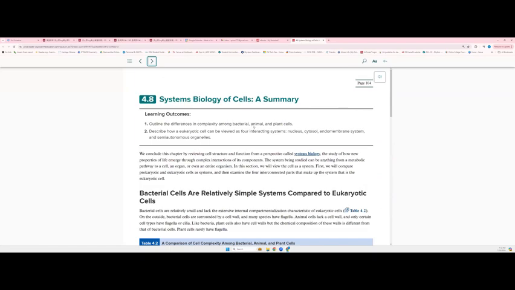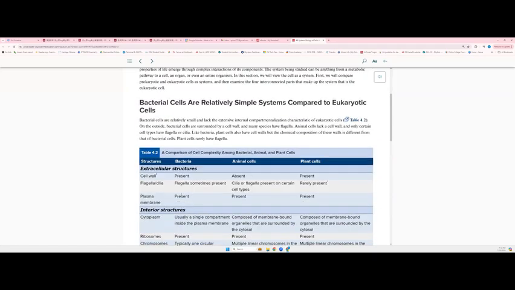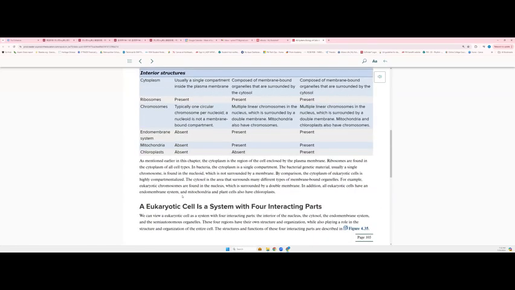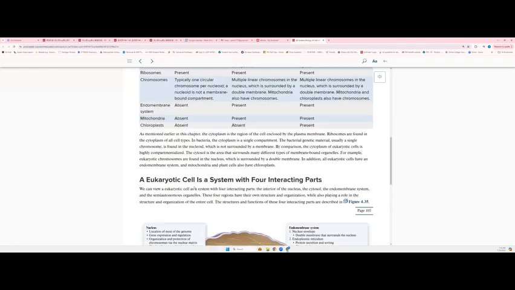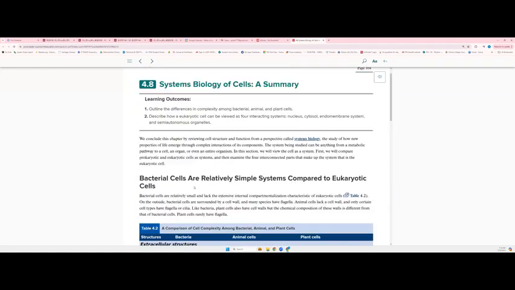Okay, then let's talk about the cells, a summary of cells from the very beginning, from the simple ones to the complicated ones.